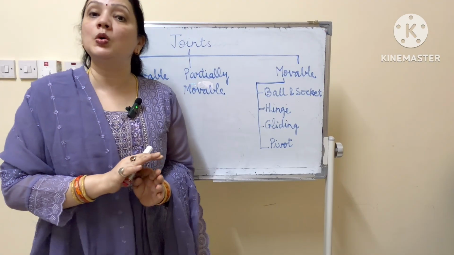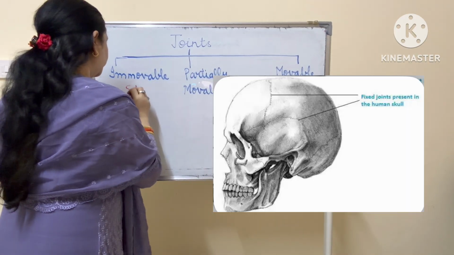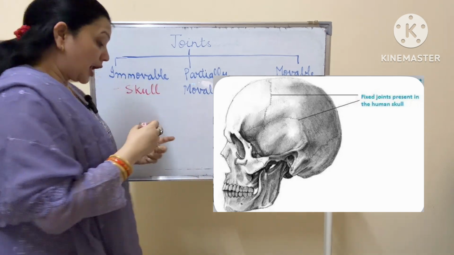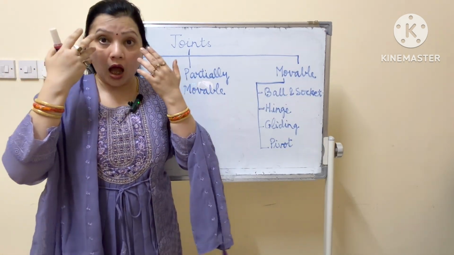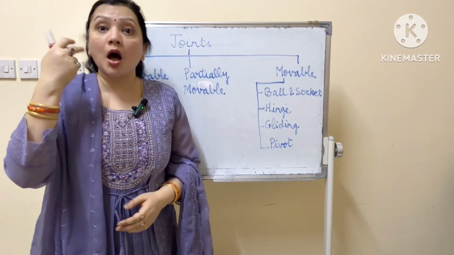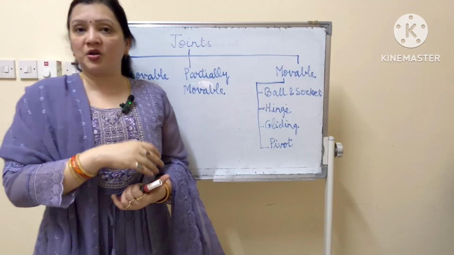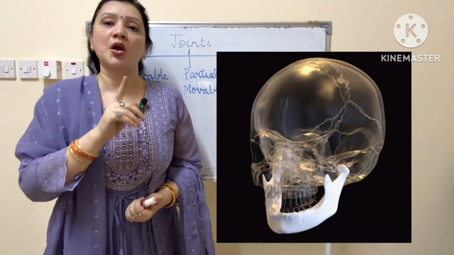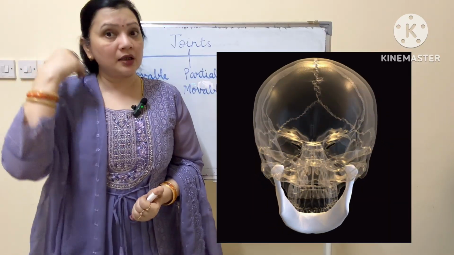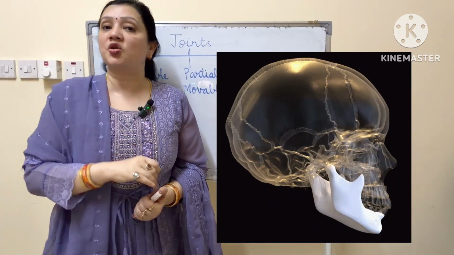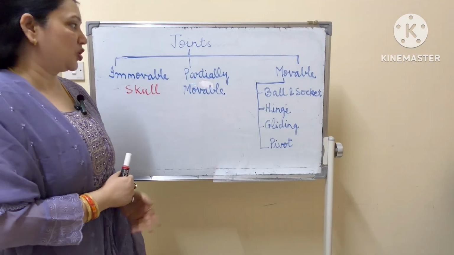In an immovable joint, the bones cannot move. This joint is found in the skull. The skull is a very important part of our body. It protects the brain, eyes, internal ears, mouth parts. So the skull has immovable joints. The only movable joint present in the skull is our lower jaw. Have you ever noticed? In the entire skull, only the lower jaw can move.